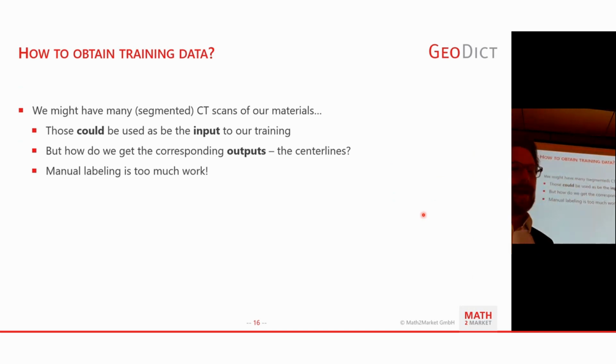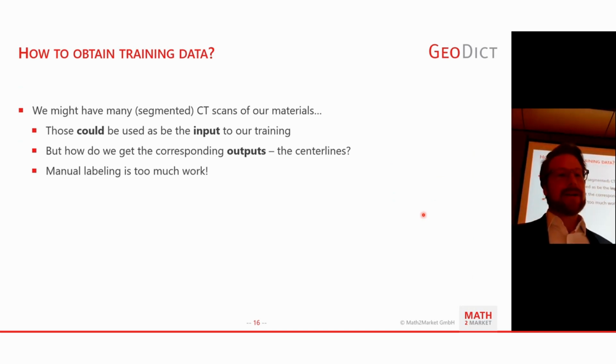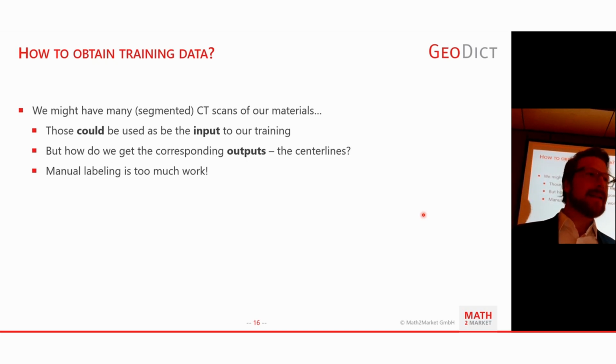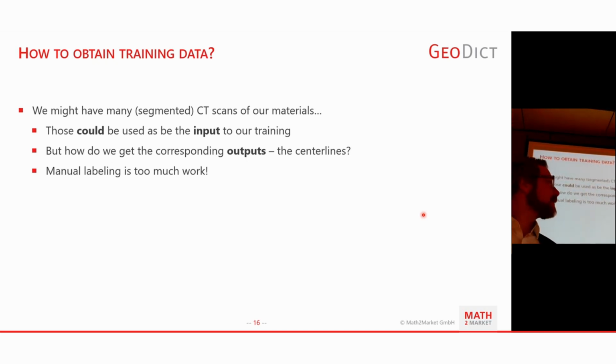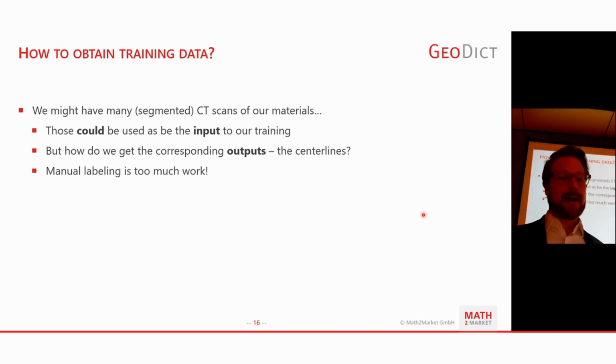Now there's one major question remaining, and that is how to obtain our training data. So how to obtain our X and Y image pairs. Of course, we might already have many segmented CT scans of our materials that we want to analyze, which are characteristic for our materials. And clearly, those could be used as inputs for our training, because the inputs are just segmented images. But the problem is, for those images, we don't know the corresponding output images. The corresponding means the very same image with the center line marked. And because it's 3D data, in almost all cases, manual labeling would be considered too much work for this.